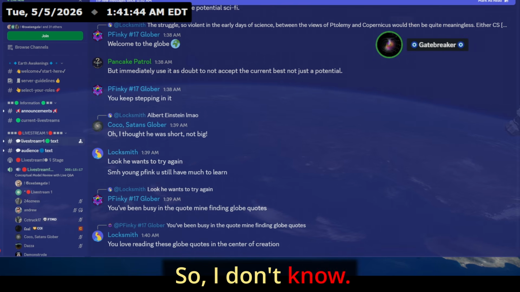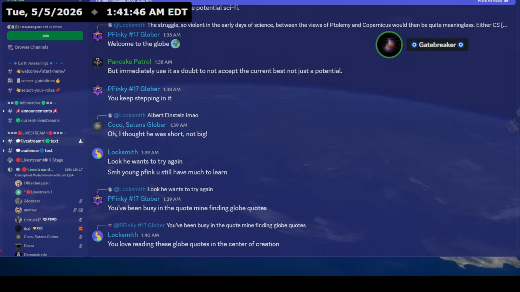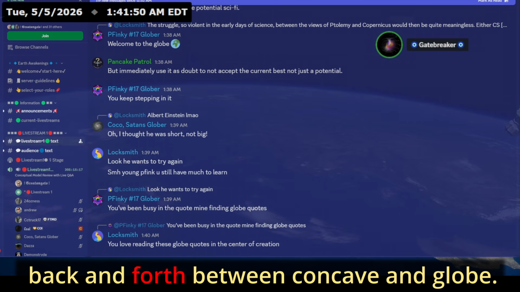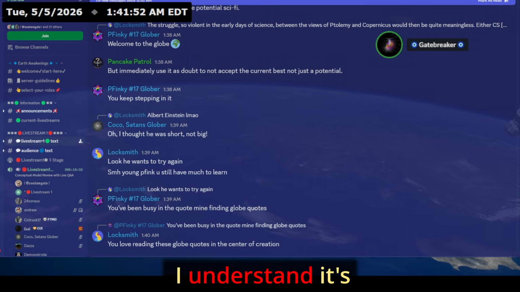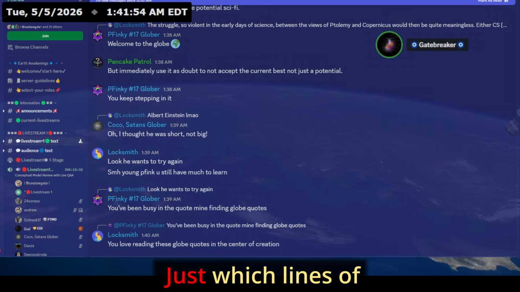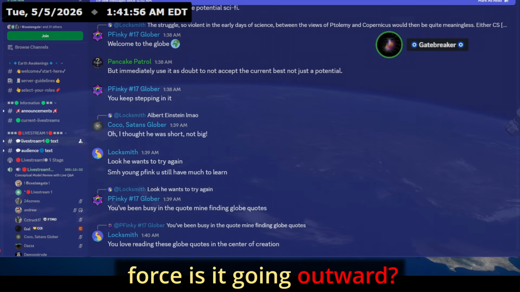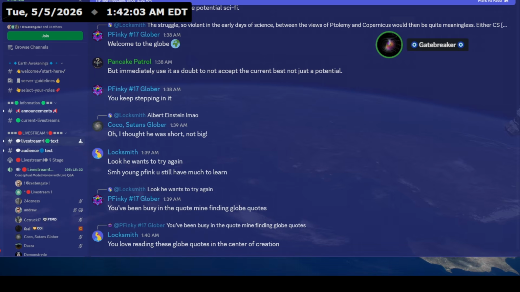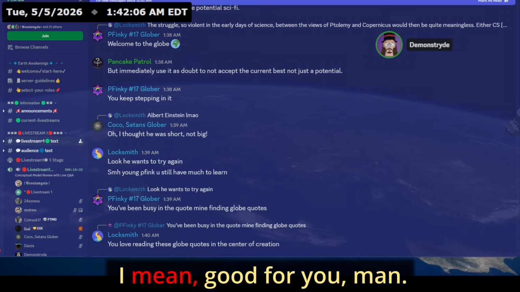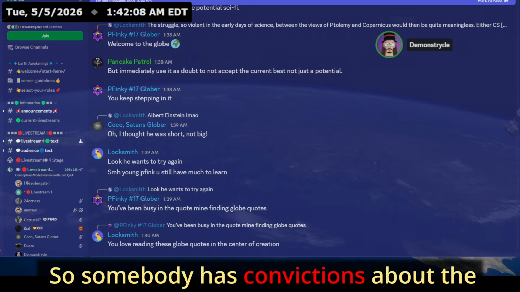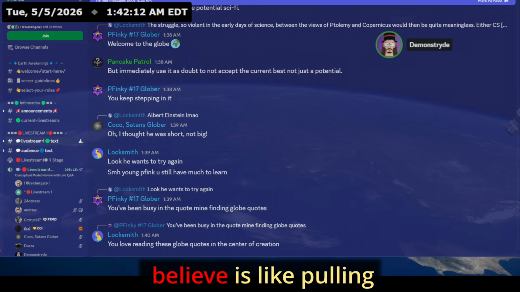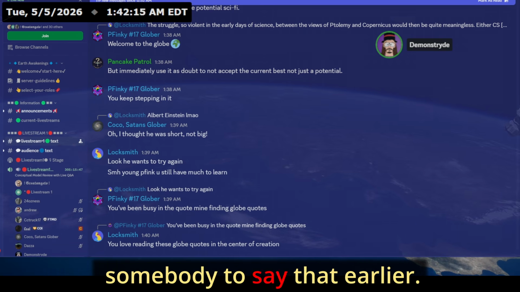So I don't know. In my mind, I see it simply. I don't have any issues swapping back and forth between concave and globe. I understand it's based on the same geometry, just which lines of force. Is it going outward or is it going inward? Cool. Now, go ahead, please. I'm not preaching. Oh no, I was just saying, I mean, good for you, man. If somebody has convictions about the position that they hold, it's nice to hear somebody just say what they believe. It's like pulling teeth trying to get somebody to say that earlier.